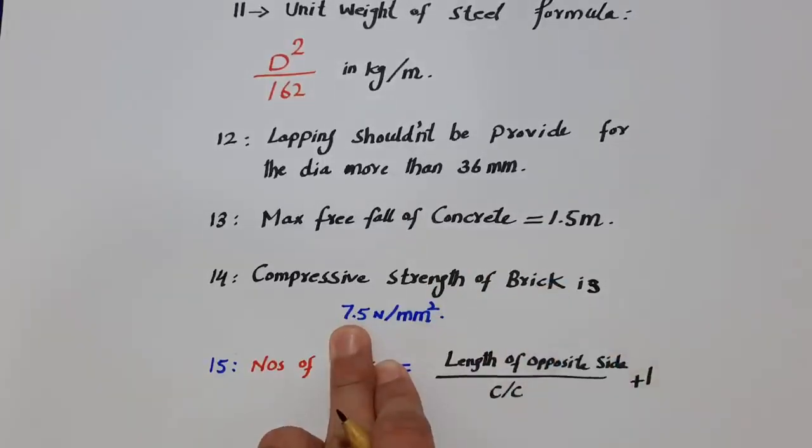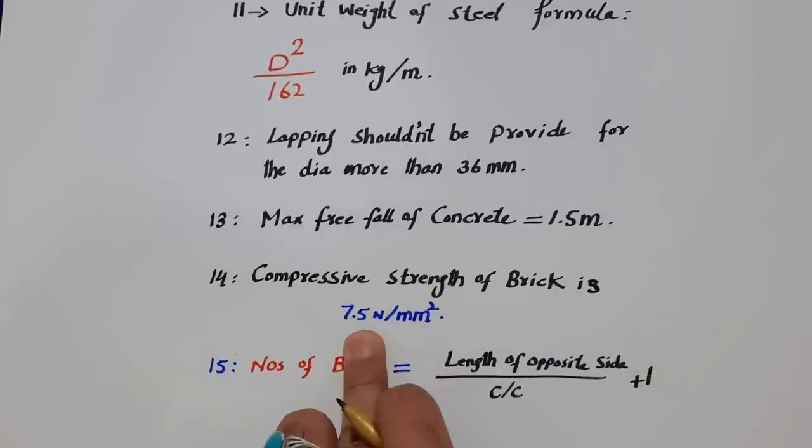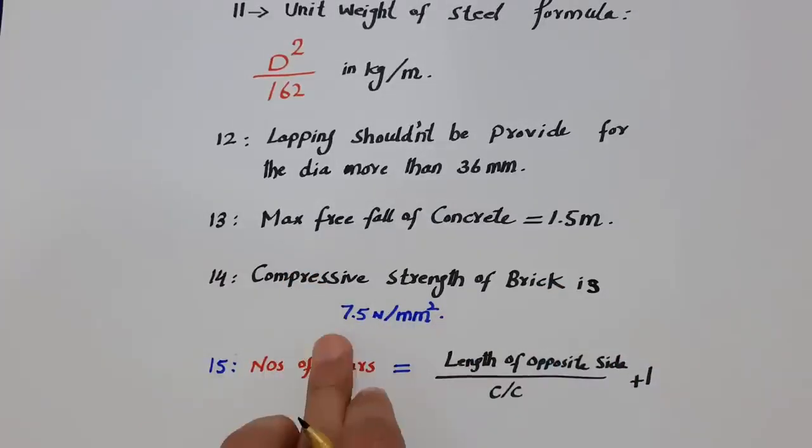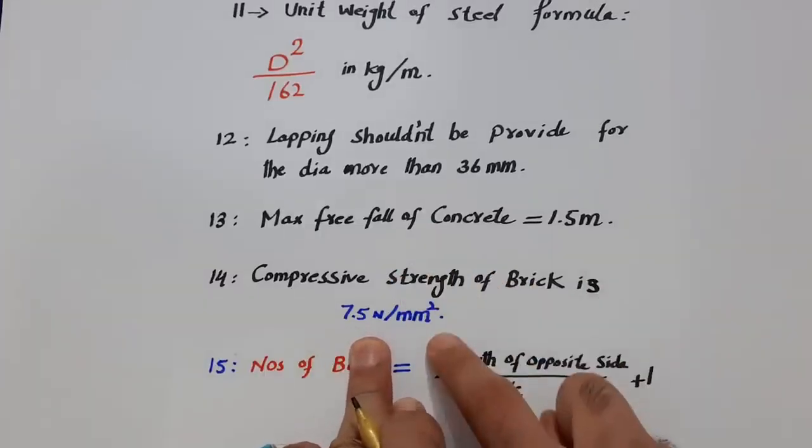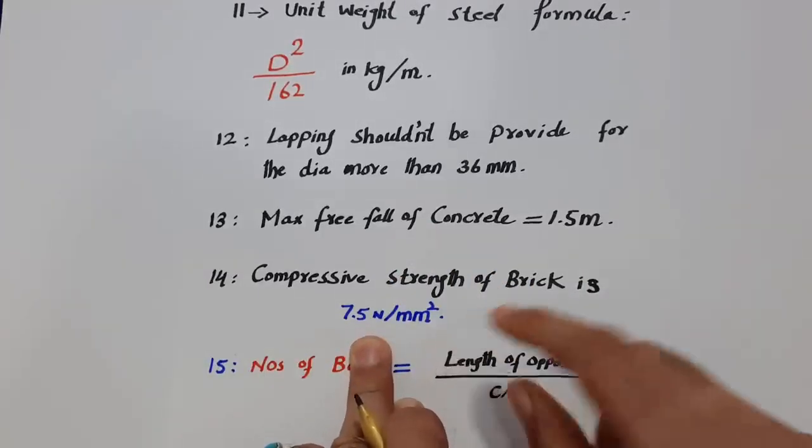The 14th one is, guys, compressive strength of brick, which is 7.5 Newton per mm square. It doesn't mean it should be exactly 7.5, but it should not be less than that. The compressive strength of the brick should not be less than 7.5 Newton per mm square generally.